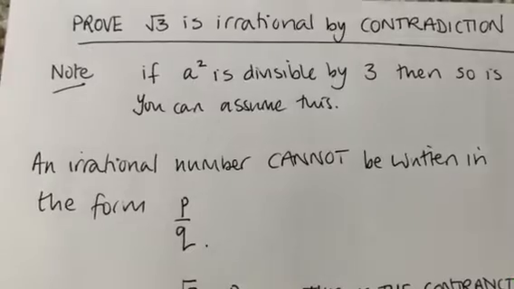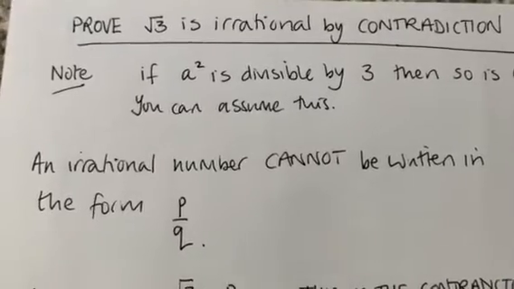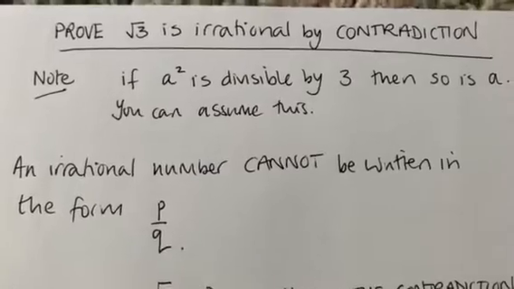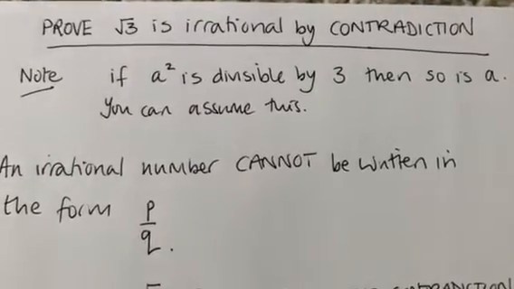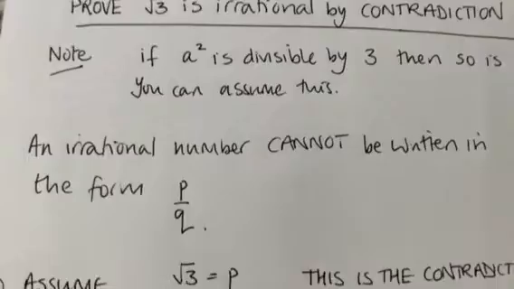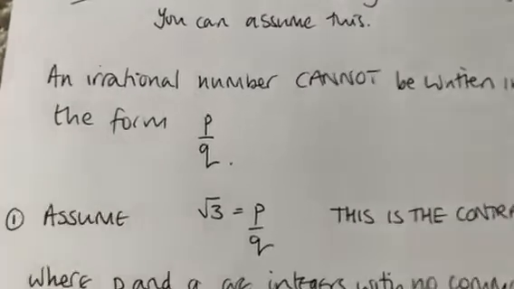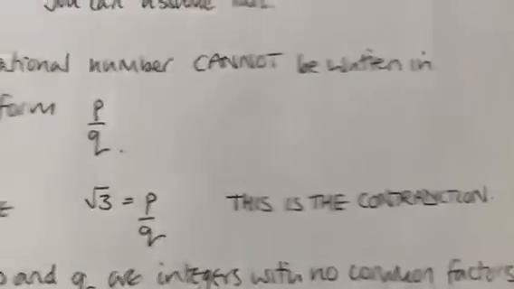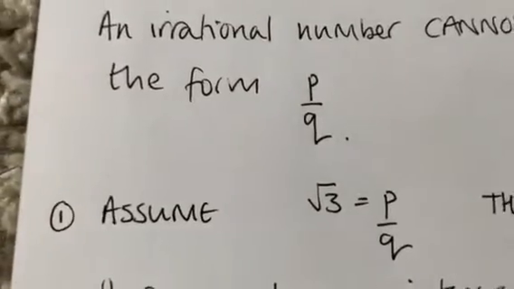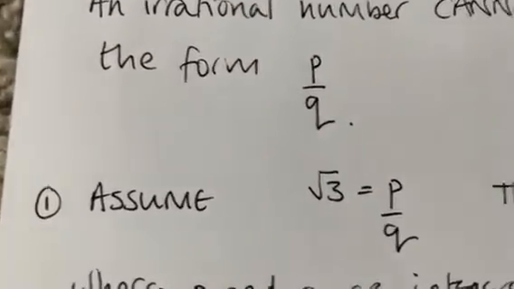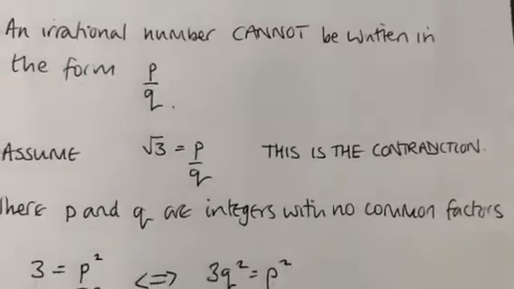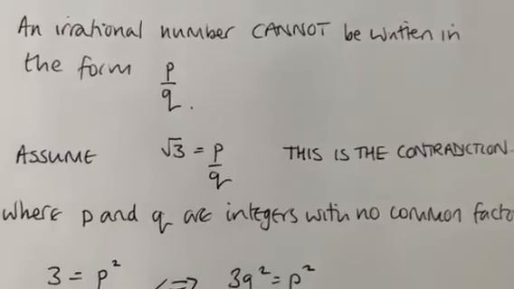So what we're going to do, because an irrational number can't be written in the form of p over q, where p and q are integers, and q is non-zero, what we're going to do for the contradiction is assume that it does equal that. That's the contradiction. So you are assuming it's rational, and you're going to prove that this is not true. Okay, where p and q are integers with no common factors.